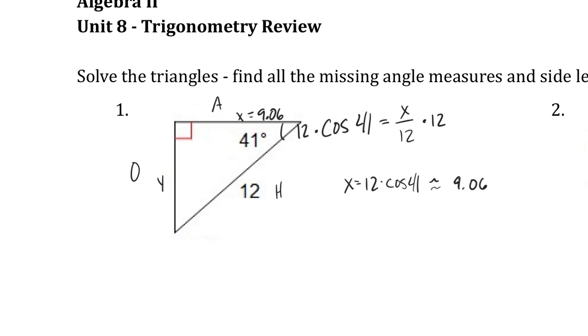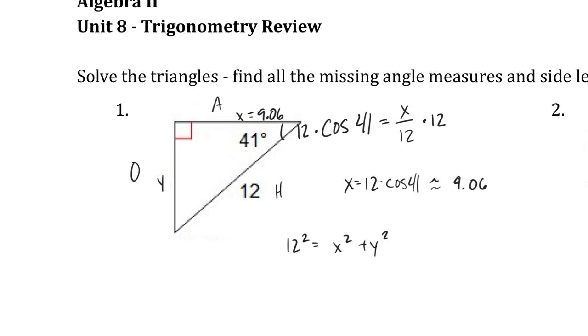Now we can use sine to solve for y, or we can do the Pythagorean theorem. So I'm going to write 12 squared equals x squared plus y squared. I want to remind you to please just round one time. So you want to keep that 9.06 decimal in your calculator and then square it in the calculator with the whole long decimal, even though you wrote a shorter decimal. So just be careful about that.